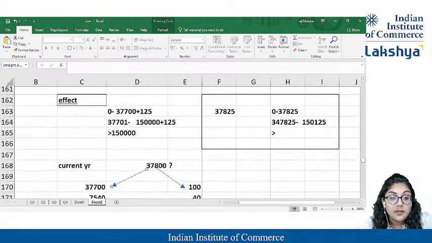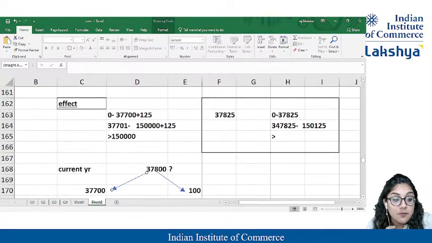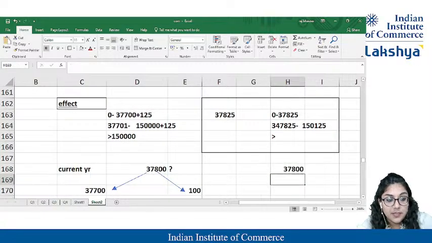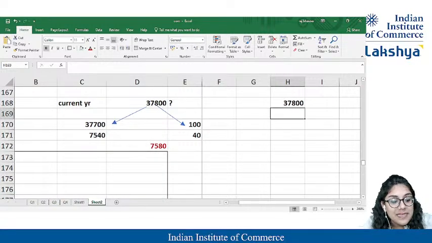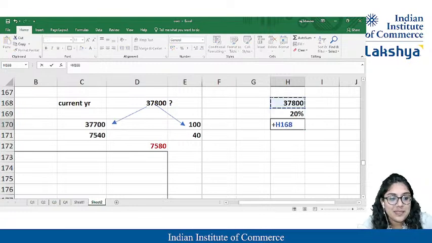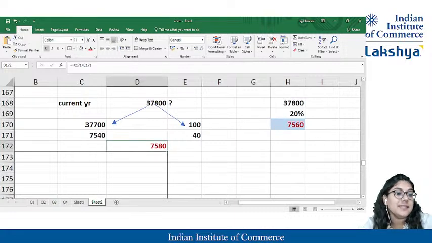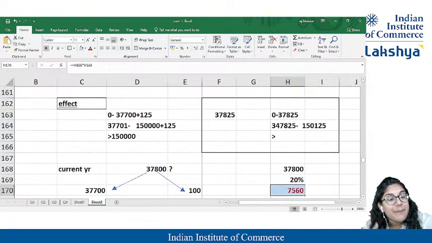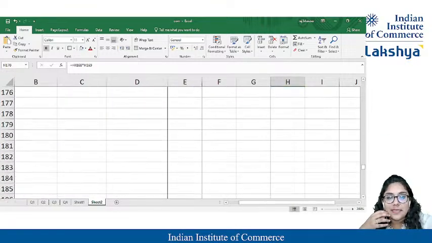But now, because of the charity or donations you have made, your band has increased. Your income is 37,800 only, but your first band is 37,825. So only 20% tax you are supposed to pay, that is this into this. So your tax will be obviously lesser than this. You get a benefit in the bands also. So that is for individuals, we did it. Is it understood? Sure? Are you fine with that?